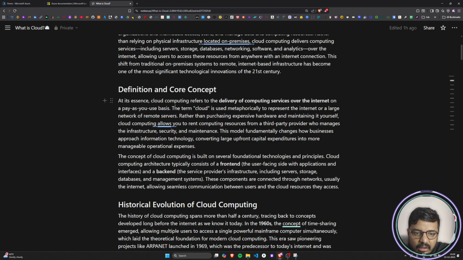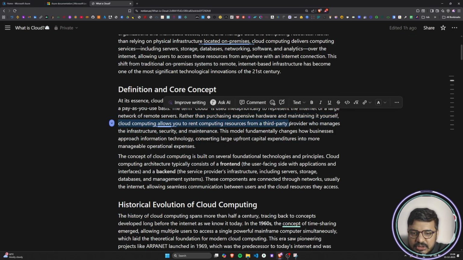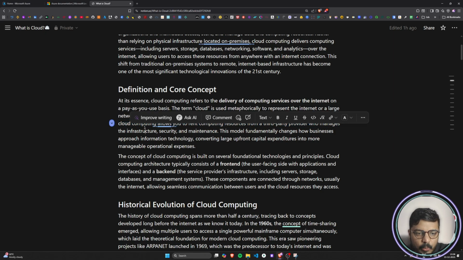The term cloud is used metaphorically to represent the internet or a large network of remote servers. So cloud is basically a metaphor that represents the internet or a large network of remote servers. Rather than purchasing expensive hardware and maintaining it yourself, cloud computing allows you to rent computing resources from third-party providers who manage the infrastructure, the security, and maintenance.